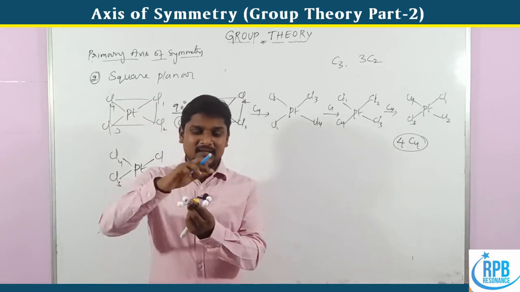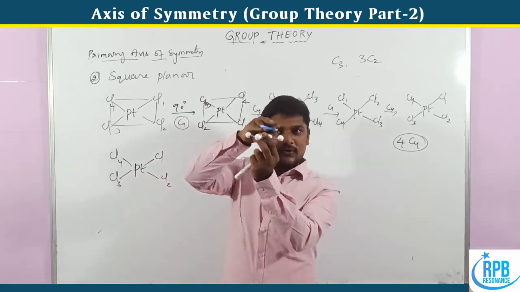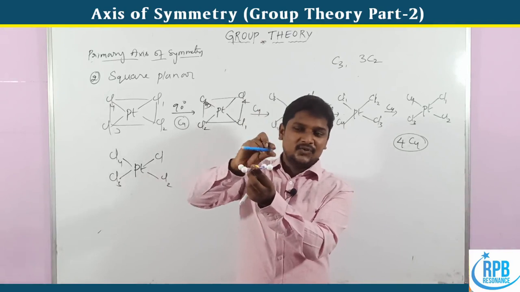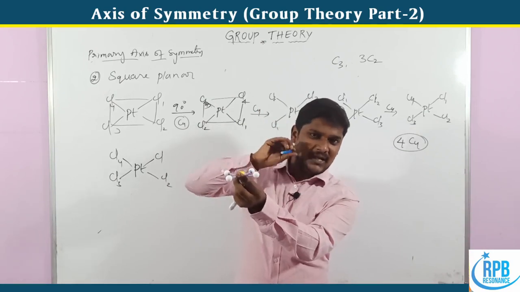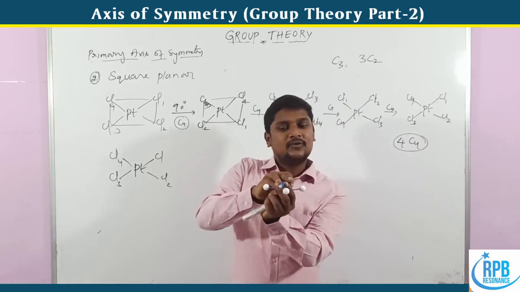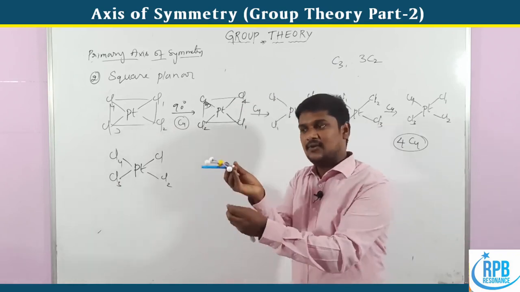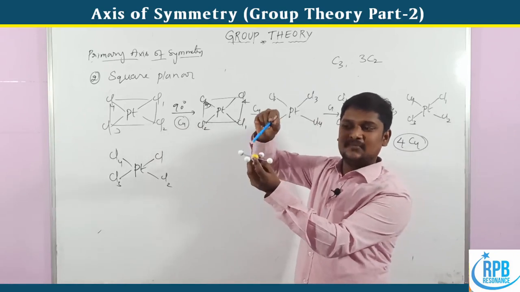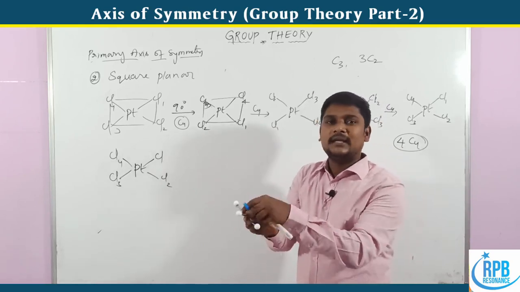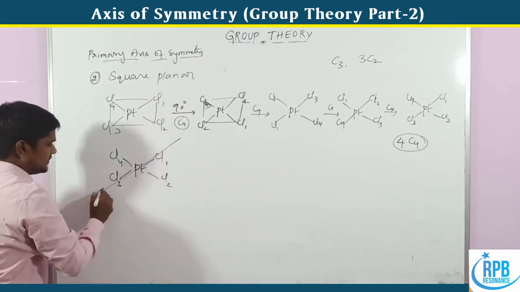Now here, this is Cl1, Cl2, Cl3, Cl4. Cl1, platinum, Cl3. So these three atoms, can you imagine the plane through the Cl1, platinum and Cl4? So that will produce two atoms only there. So those two atoms will replace us with 180 degrees rotation only. So Cl1, platinum, Cl3. So a 180 degrees rotation will produce the equivalent configuration. Again, one more 180, it produces the identical configuration.